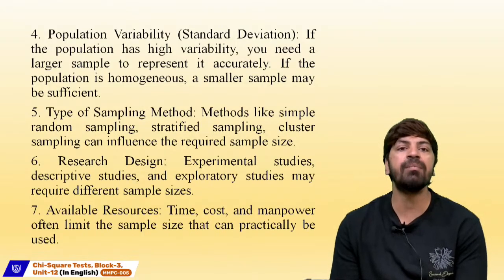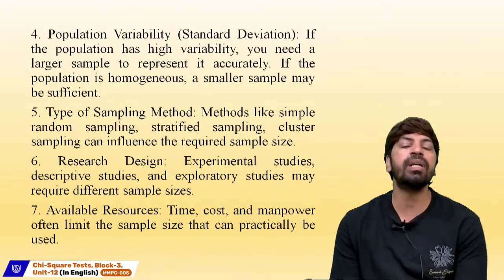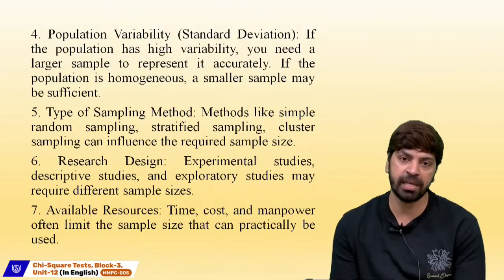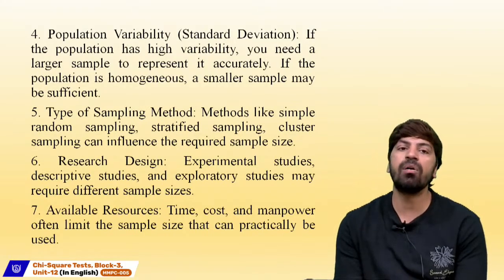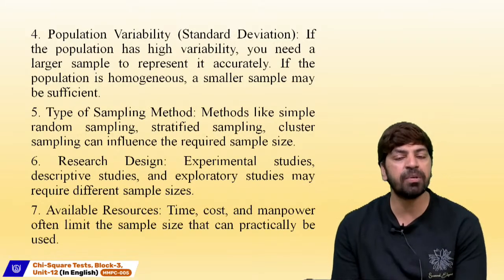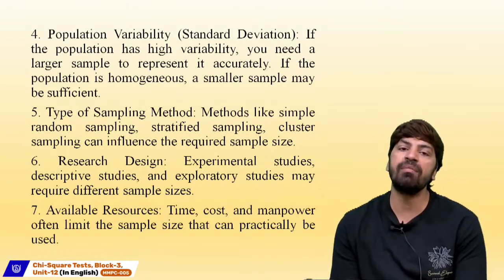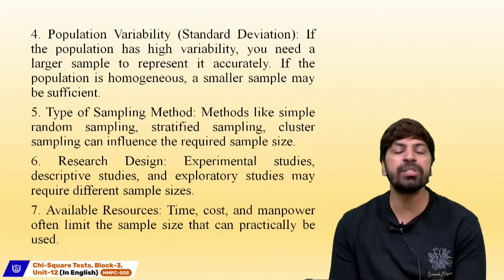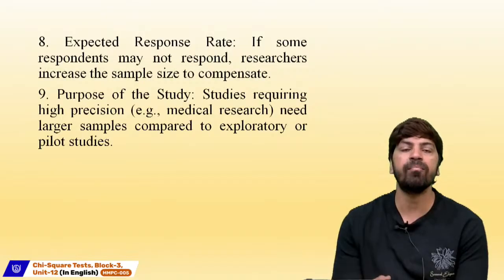The next is the type of sampling method. Methods like simple random sampling, stratified sampling and cluster sampling can also influence the required sample size. The next factor which affects the sample size decision is research design. Experimental studies, descriptive studies and exploratory studies may require different sample sizes. The next is available resources. Time, cost and manpower also limit the sample size that can practically be used.